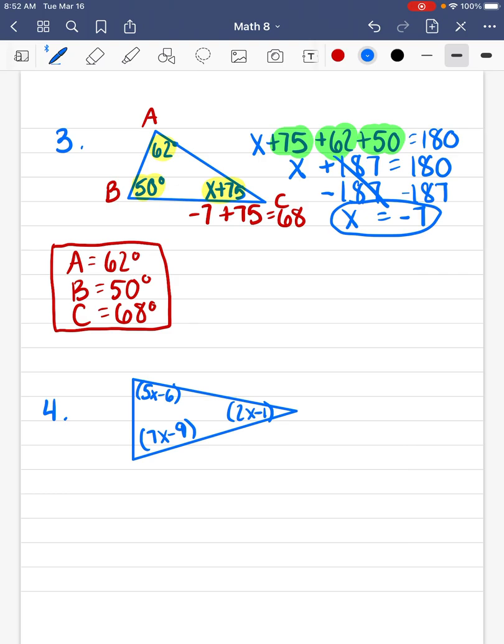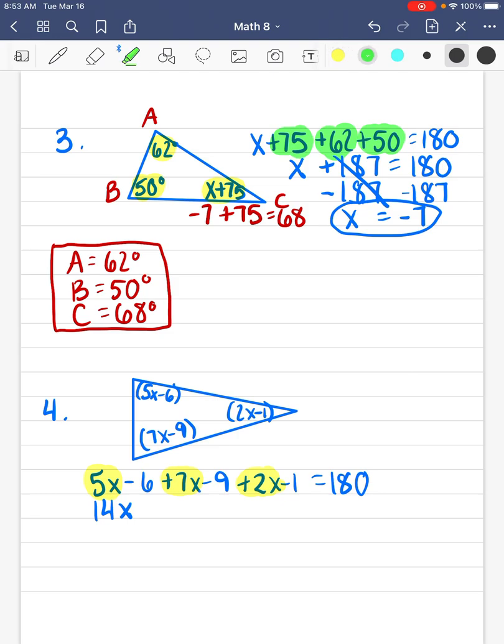So first we're going to set up our equation, and it's going to be a really long one. So we're going to have 5x minus 6 plus 7x minus 9 plus 2x minus 1 equals 180. And when we take those expressions and put them in the equation, we're going to take off our parentheses. The next thing we need to do is combine our like terms. So 5x, positive 7x, and positive 2x are going to combine first. And we're going to get 14x.